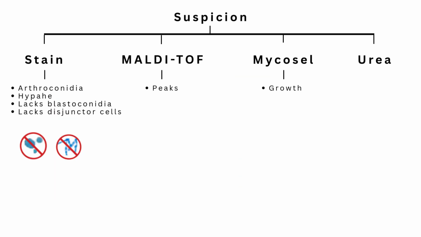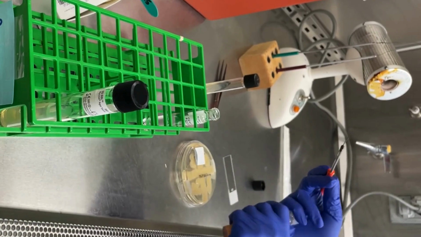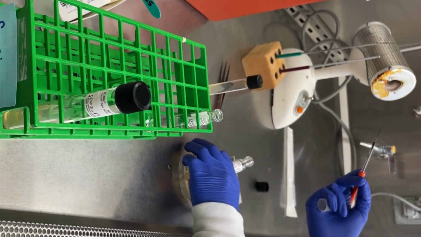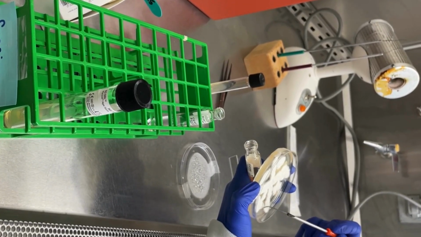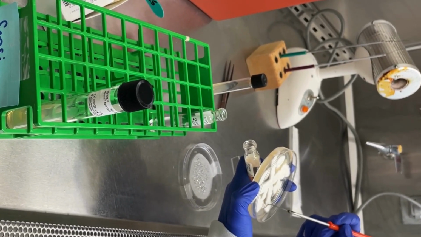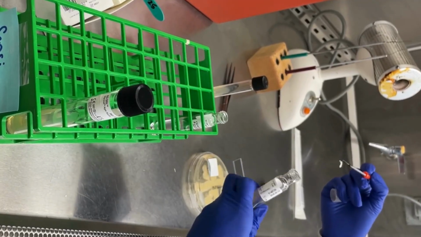A last effort to rule out non-Geotrichum species would be to inoculate the organism on urea agar slant to determine if it contains the enzyme urease. Geotrichum candidum, for example, will be urease negative, whereas Trichosporon species would be urease positive.